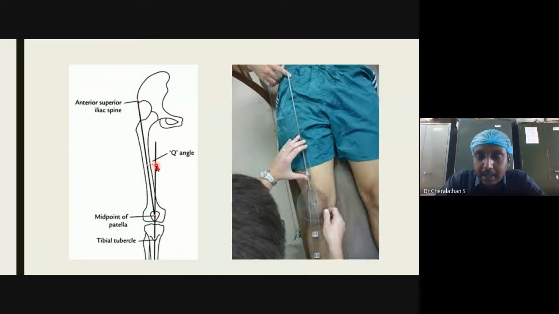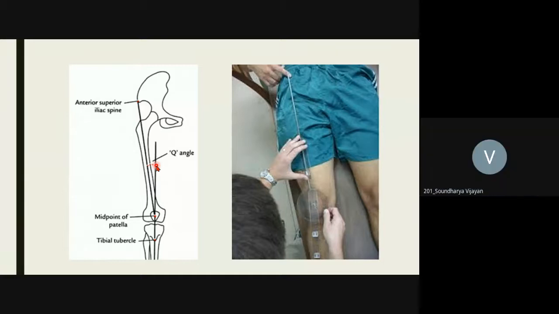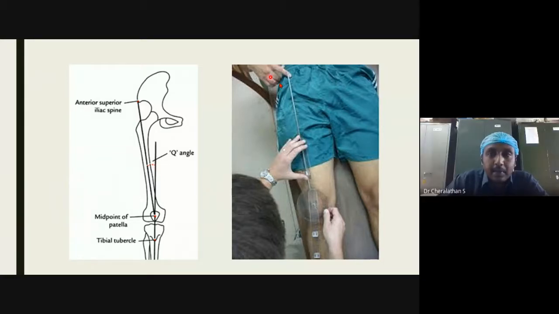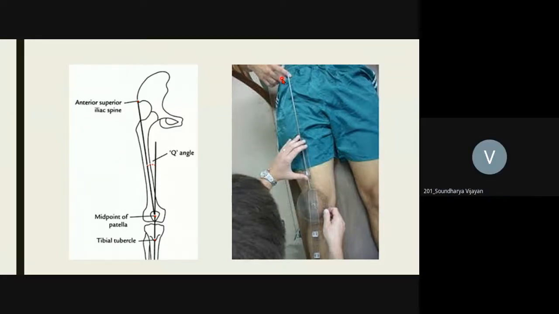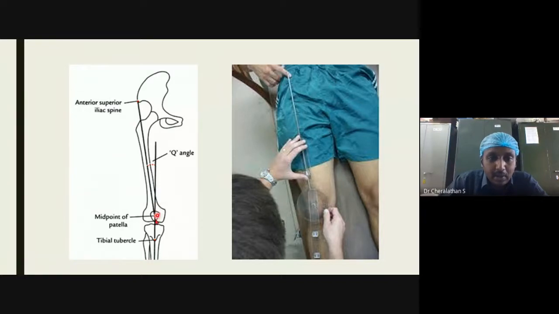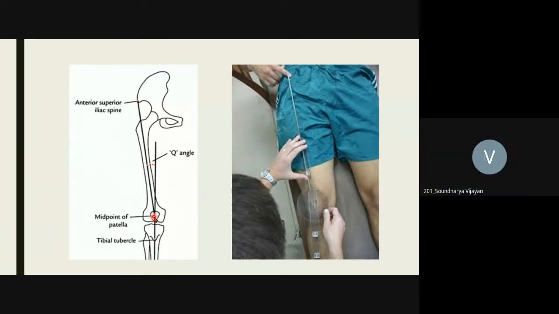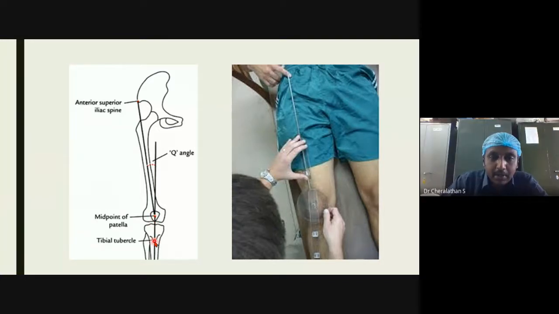Is it clear? Any doubts for anybody? Sir, can you repeat once? Yeah. Any doubts with locating the anterior superior iliac spine? No, sir. Any doubts in locating the center point of patella? No, sir. Any doubts in locating the tibial tubercle? No, sir. So this is the first step. You have to locate 3 clear bony landmarks. Now, the first line, you connect the center of patella to the tibial tubercle, and extend this line proximally, right?